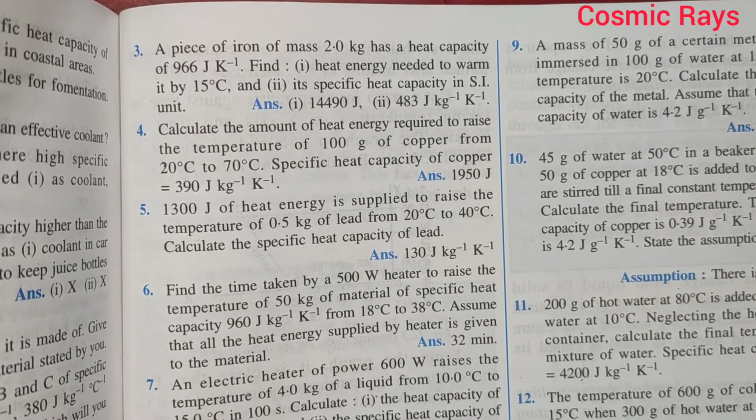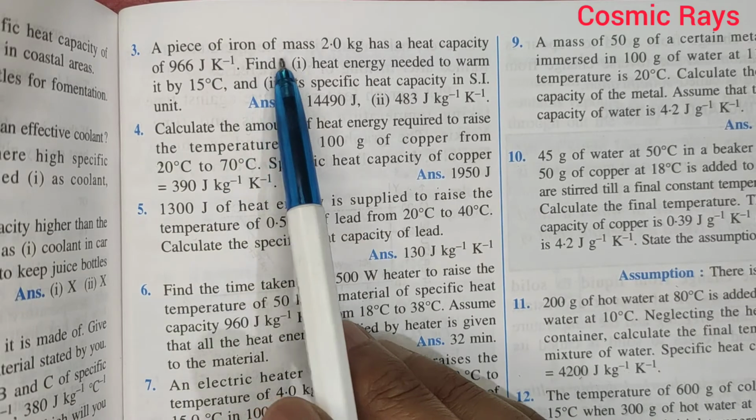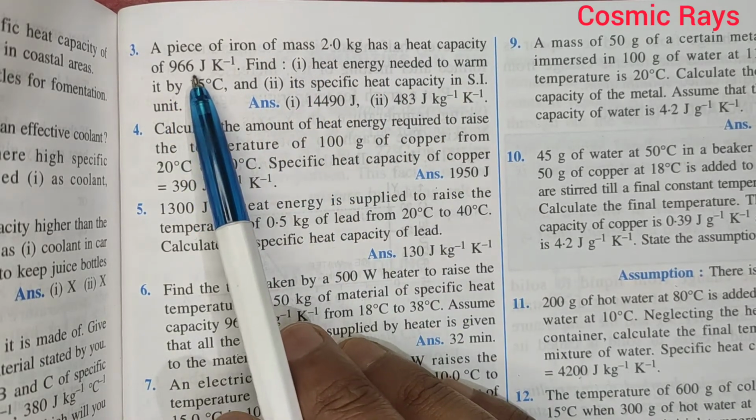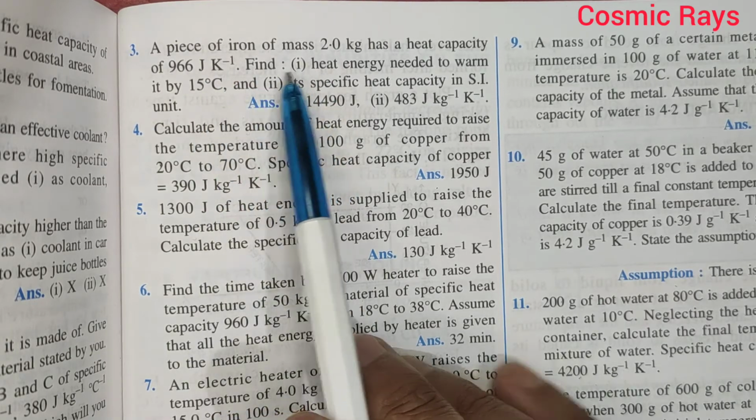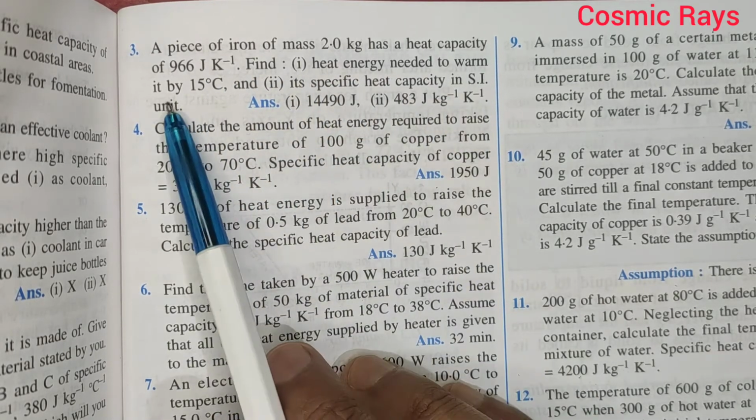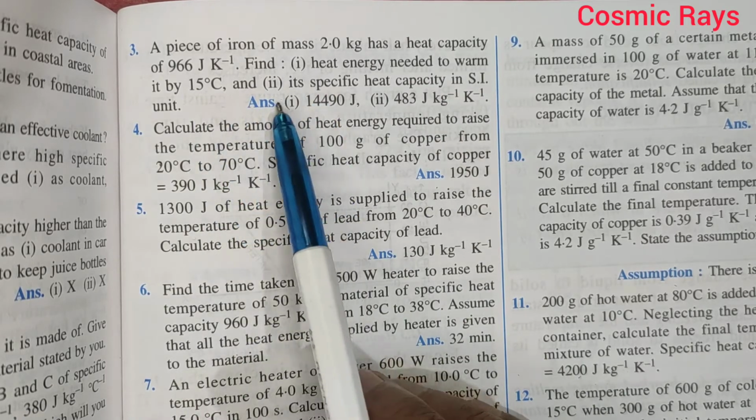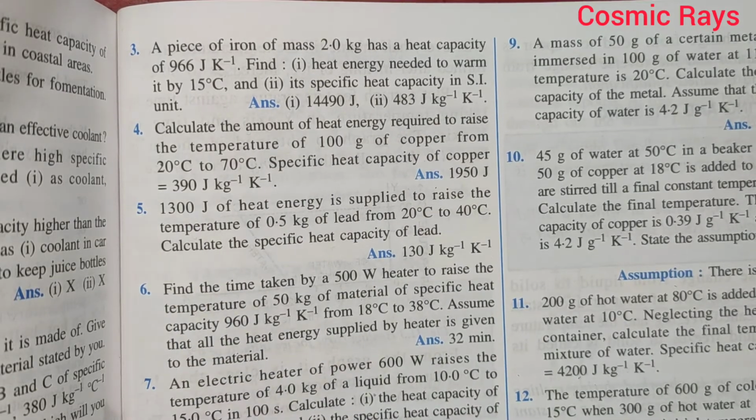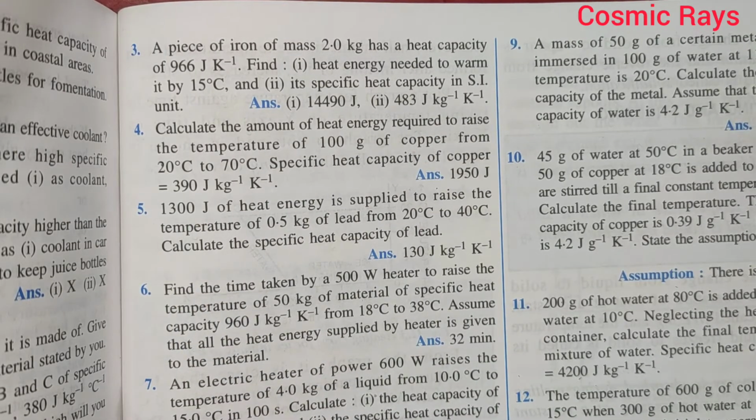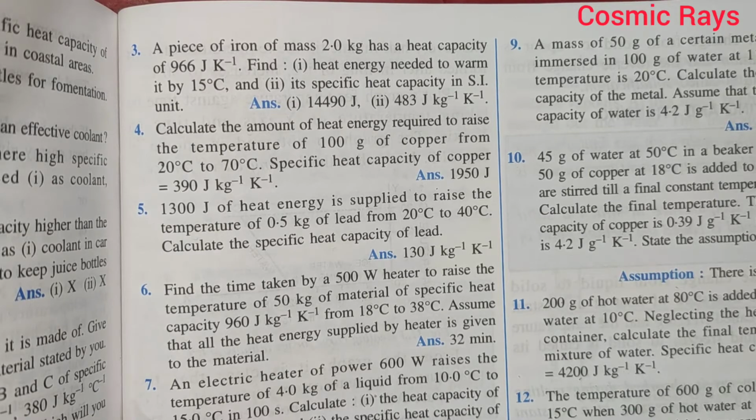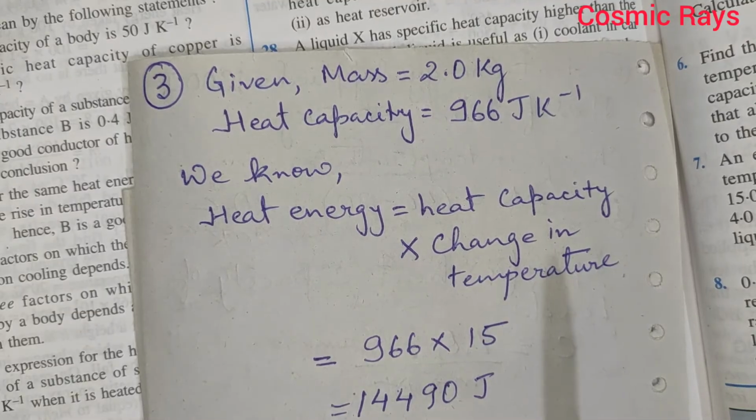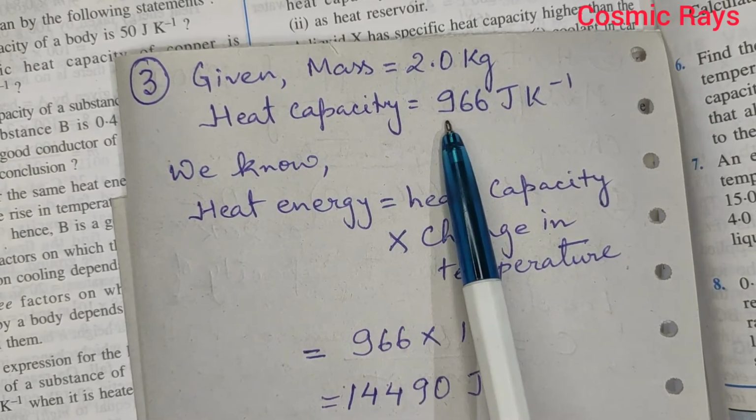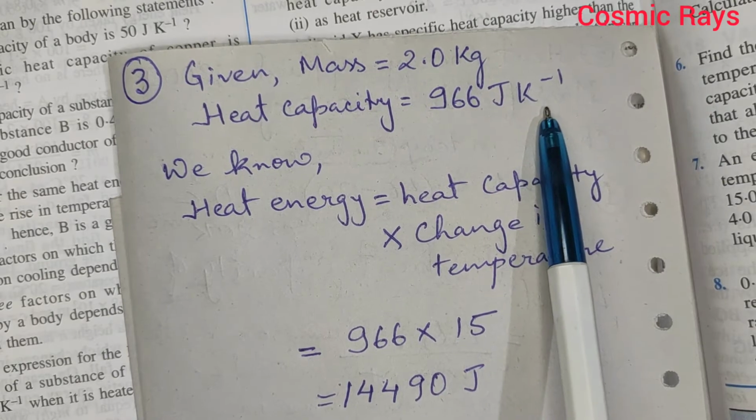The third numerical says, a piece of iron of mass 2 kg has a heat capacity of 966 joule per Kelvin. We have to calculate the heat energy needed to warm it by 15 degrees Celsius and its specific heat capacity in the SI unit. So specific heat capacity SI unit is joule per kg per Kelvin. So here we have written mass is 2 kg, heat capacity is 966 joule per Kelvin.